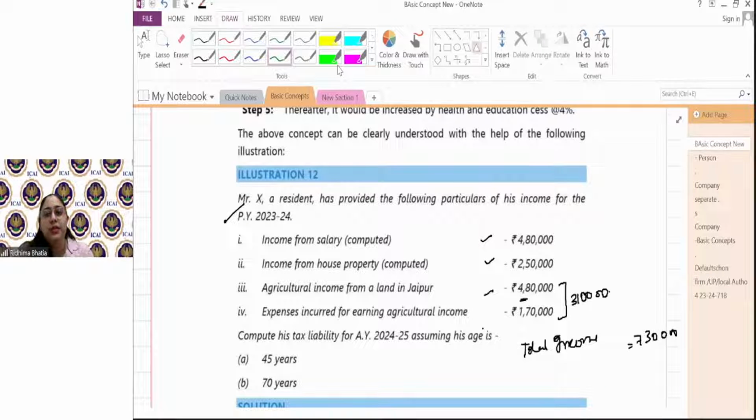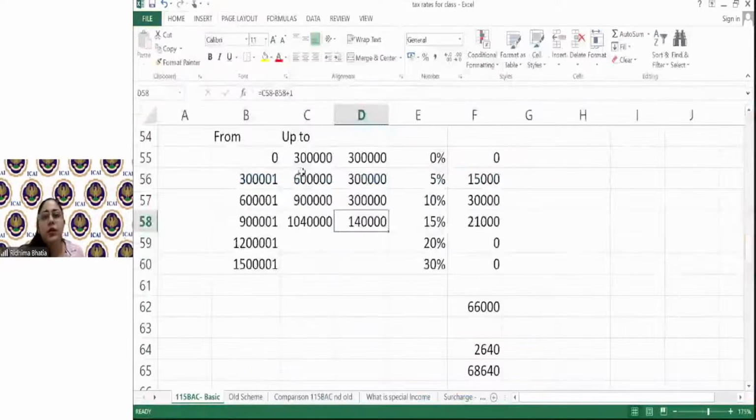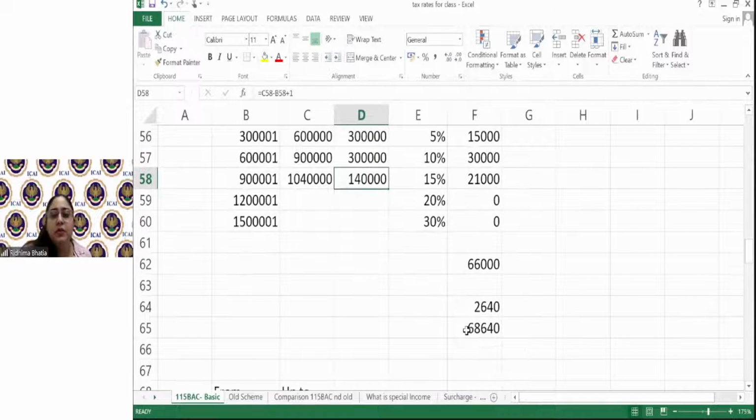Why is 66,000 tax not coming under the new scheme? Some people again and again see here: 0 to 3 nil, 3 to 6 lakhs, 5% on 3 lakhs, 6 lakhs to 9 lakhs, 10% on 3 lakhs, 9 lakh to 10, 41 lakh, 15% on 40, 15 plus 30 plus 21, 66,000 coming.